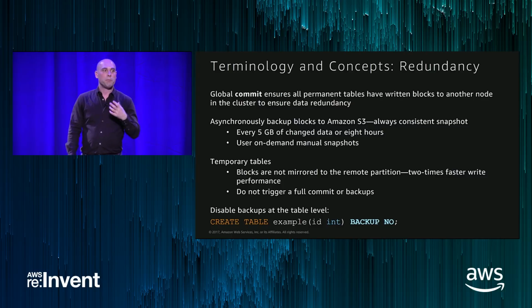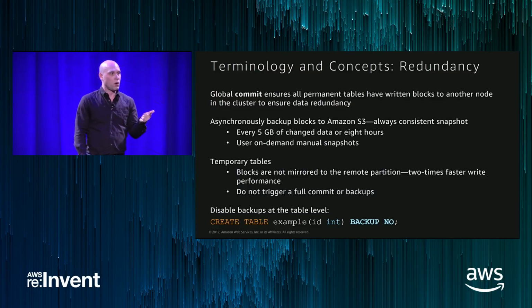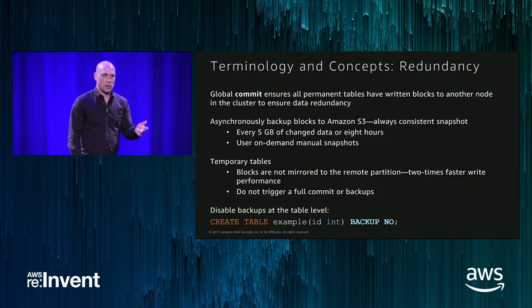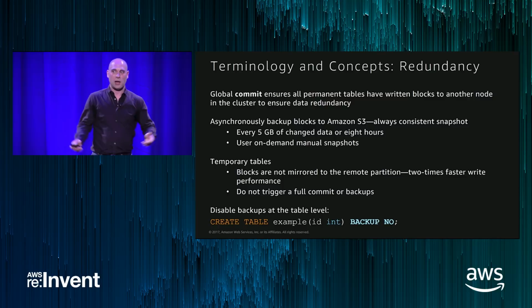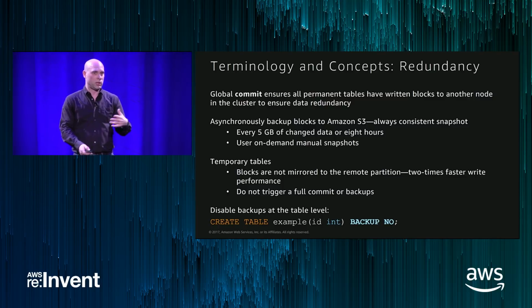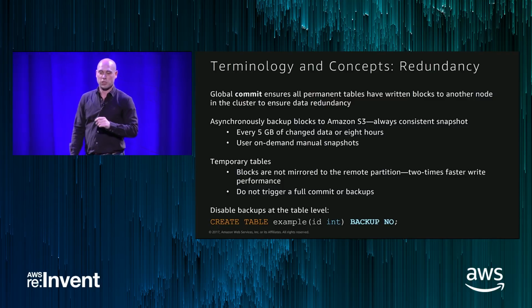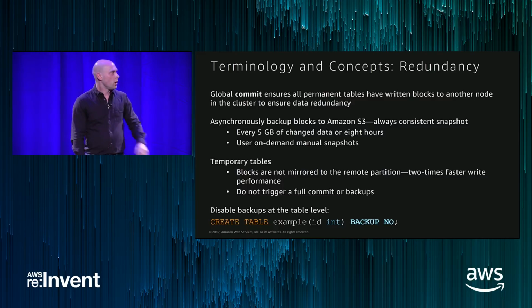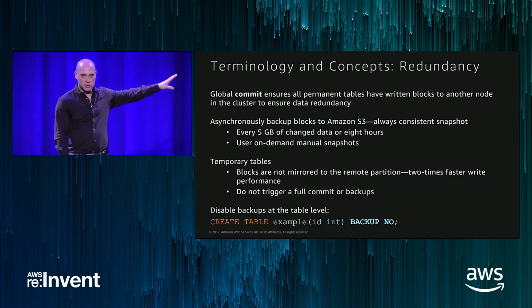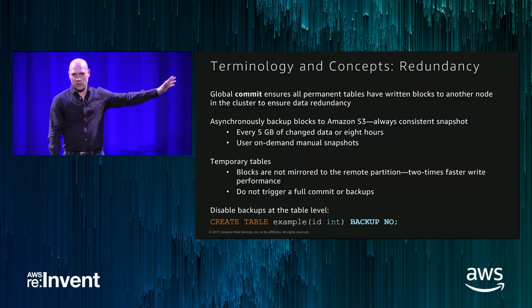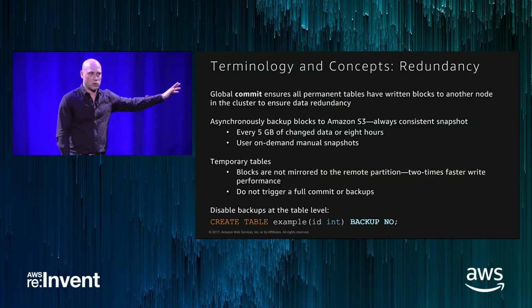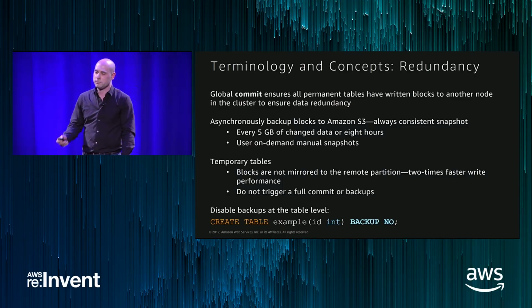Also, we back data up asynchronously in Redshift. This kicks off every 5 gigs of changed data or 8 hours, whichever happens first. You can also take a manual snapshot at any time, which is a good thing to do if you're going to be making some drastic schema changes, for example. You can also disable backups to S3 on a specific table. There are some cases for that, for transient tables that do need to be permanent and can't be temporary tables.